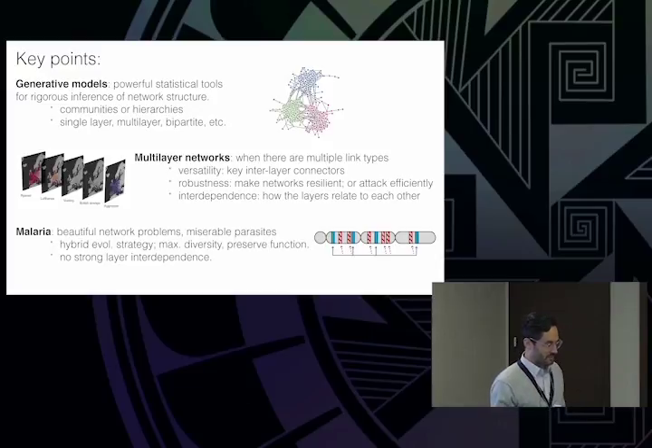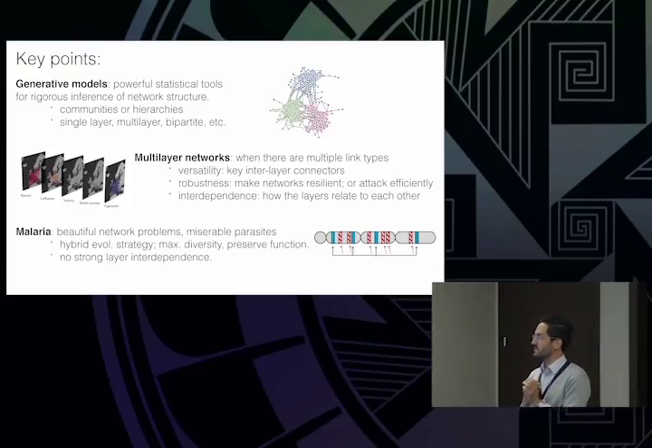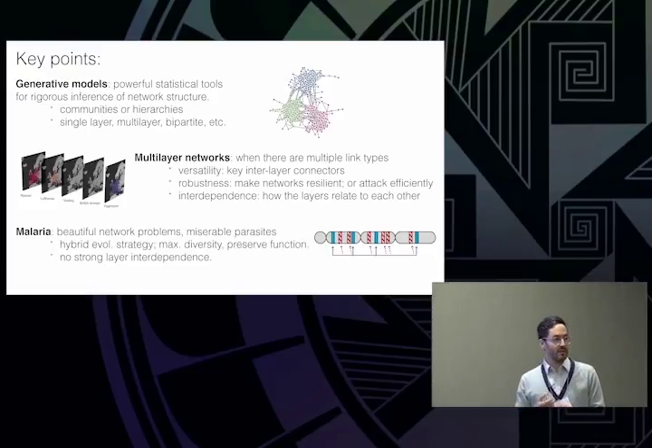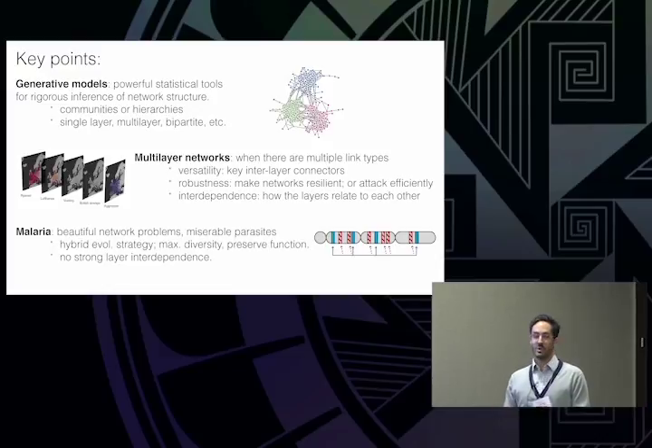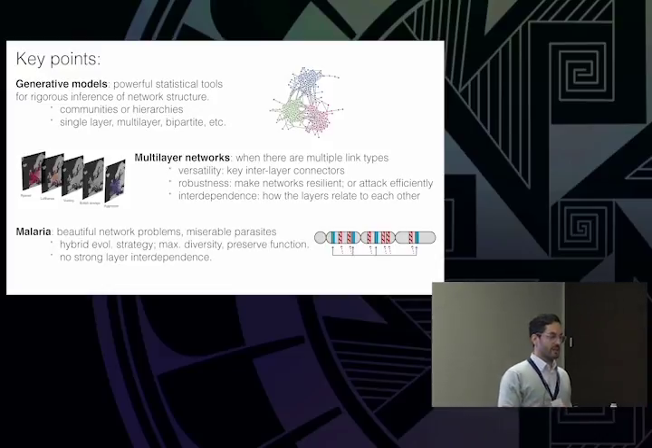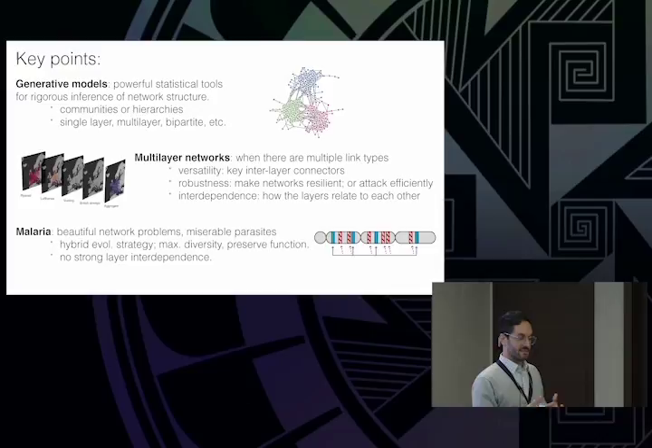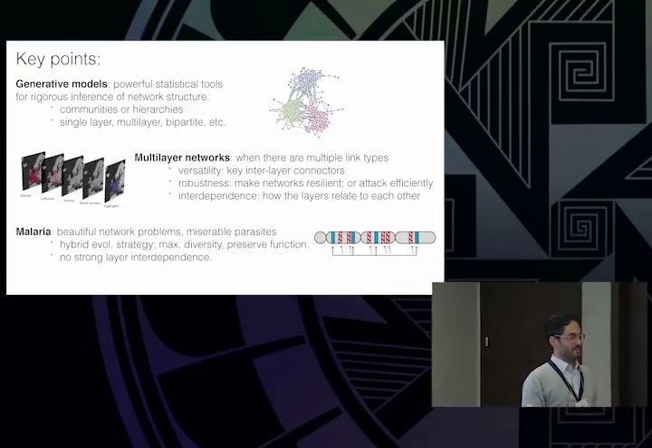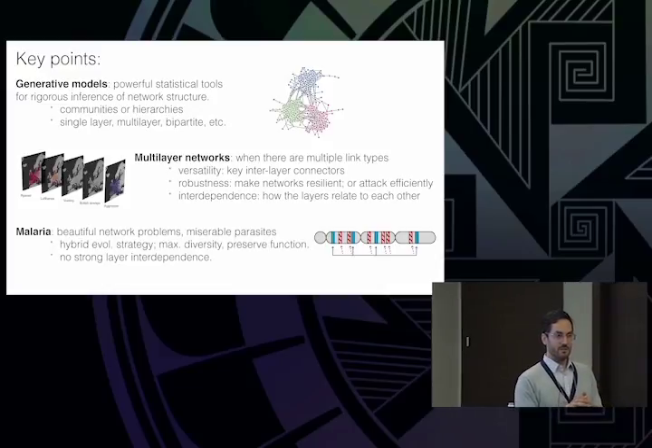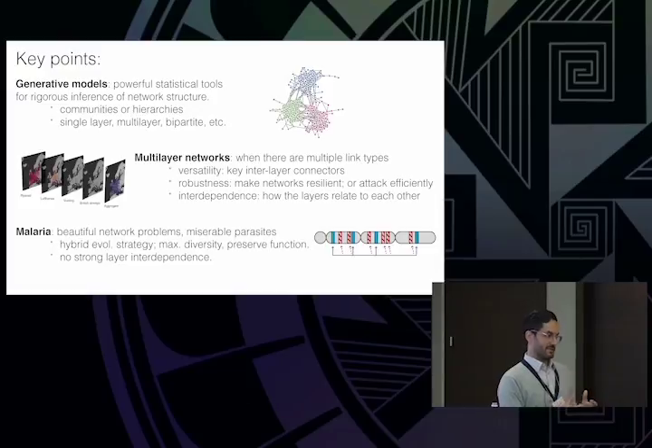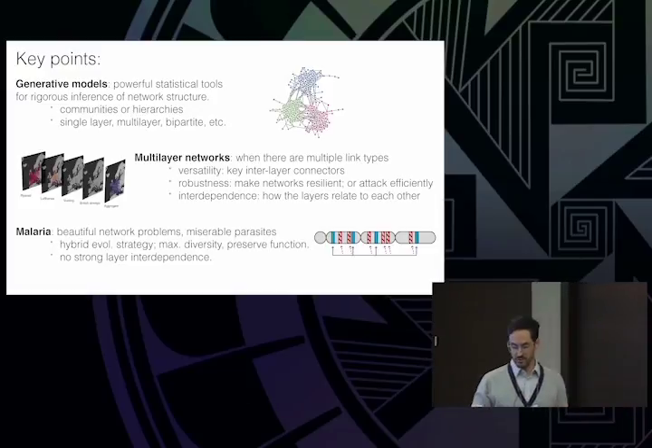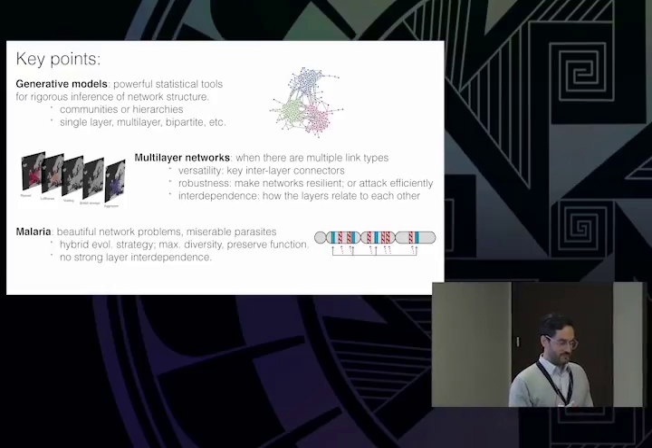So some key points to wrap up here. We talked about generative models. These are powerful statistical tools. They can perform rigorous inference of network structure. We talked mostly about community structure, but we can also learn about hierarchies through these latent space models. We talked about single layer, multi-layer, bipartite, and so on. And the key points from this were points about model data mismatch. When we have a model for the data, and it's the appropriate model for the data, then we do well. And if it's the wrong model, then we don't do well. So generative models combine strength and weakness together.